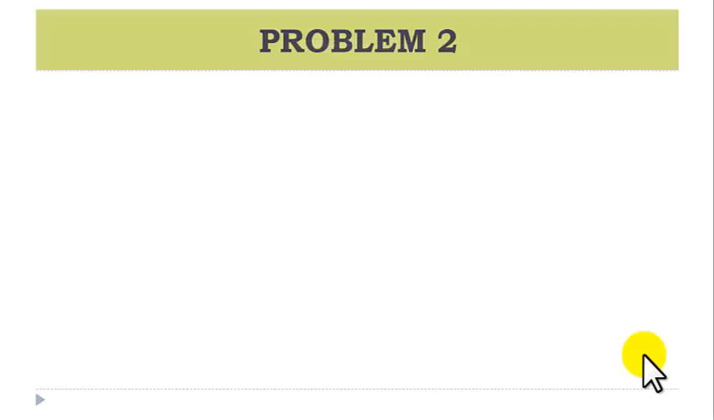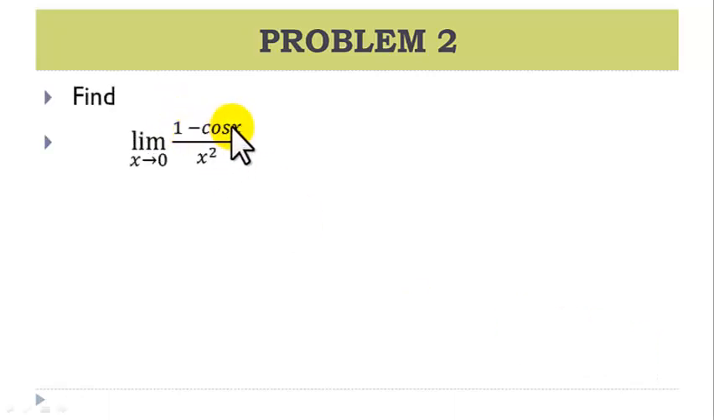Problem number 2. Find the limit of (1 minus cos x) over x squared as x tends to 0, if it exists.